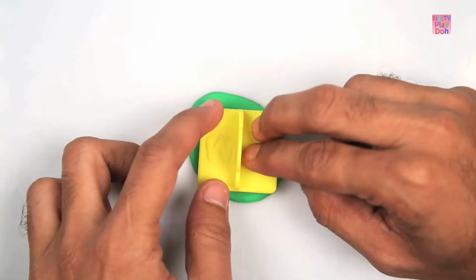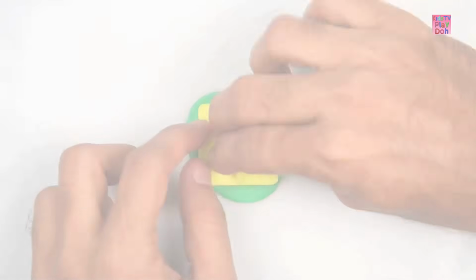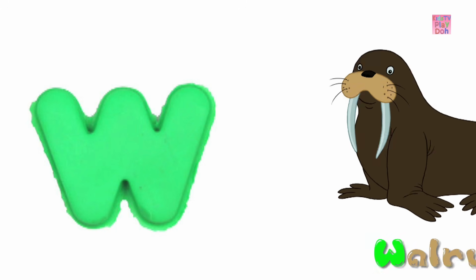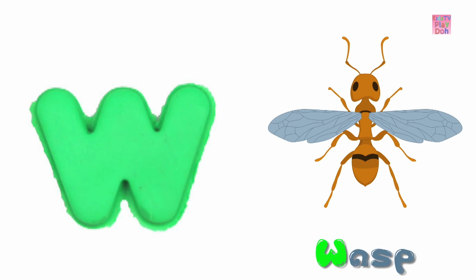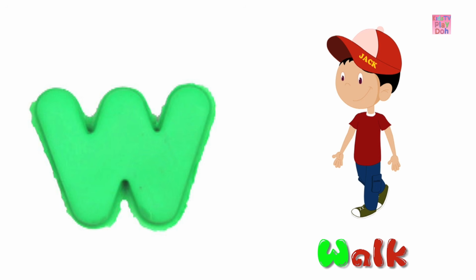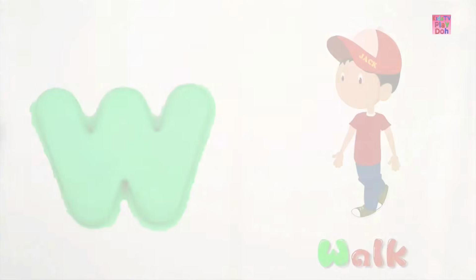Here comes the letter W. W. W is for walrus, walrus. W is for wasp, wasp. W is for window, window. W is for walk, walk.